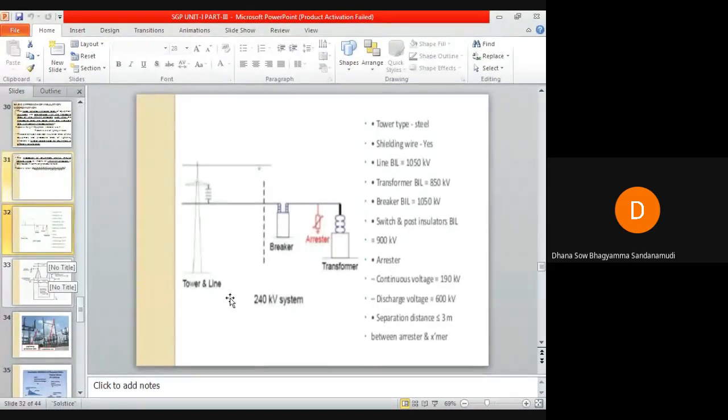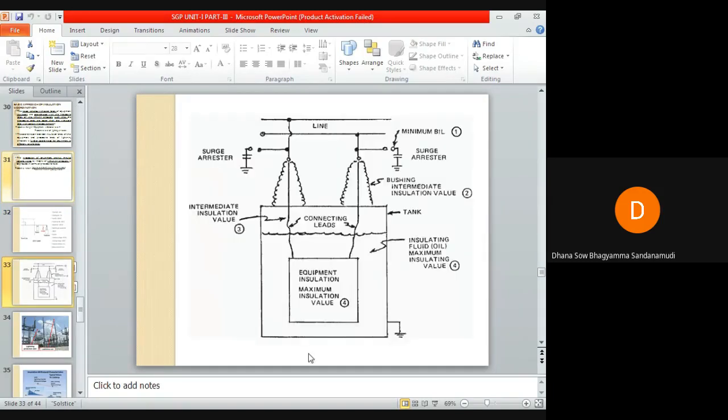damaged. Okay, so you can see here, this is a tower with a transmission line. This is the line. This is a circuit breaker. This is the lightning arrestor. This is the equipment which is to be protected. Something I got from the internet.